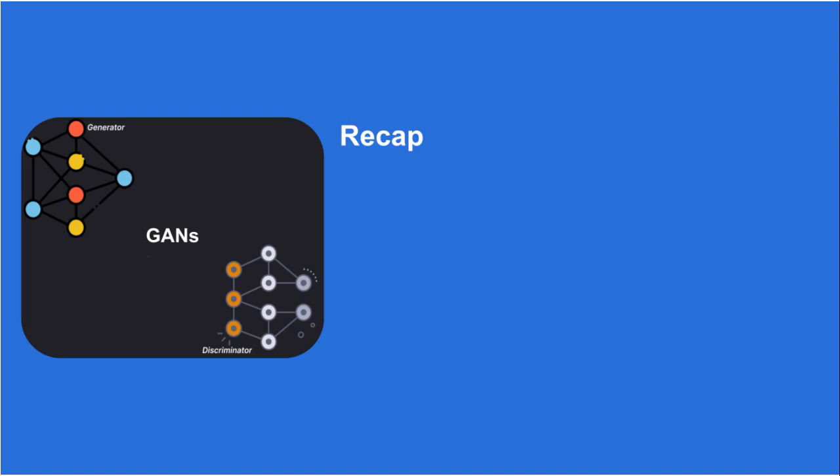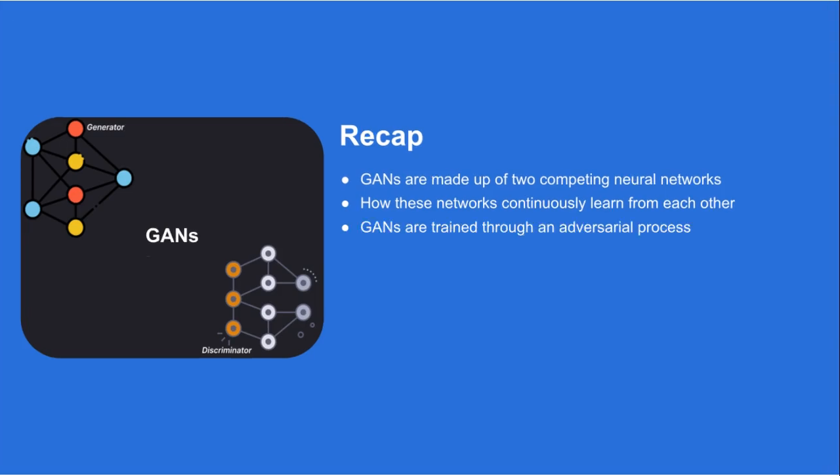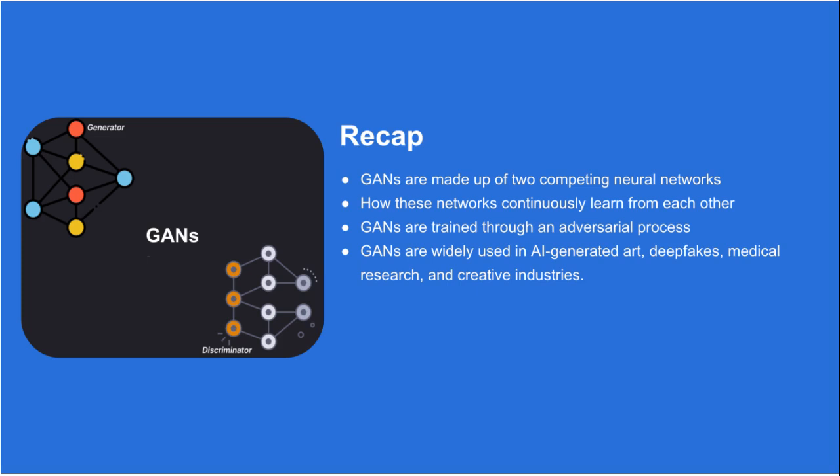To recap, in this tutorial, we learned that GANs are made up of two competing neural networks, the generator, which creates fake data, and the discriminator, which evaluates the data. These two networks continuously learn from each other, improving their ability to generate realistic outputs. GANs are trained through an adversarial process, where both networks refine their performance over time. GANs are widely used in AI-generated art, deepfakes, medical research, and creative industries. GANs represent a major leap forward in AI, pushing the boundaries of what machines can create.